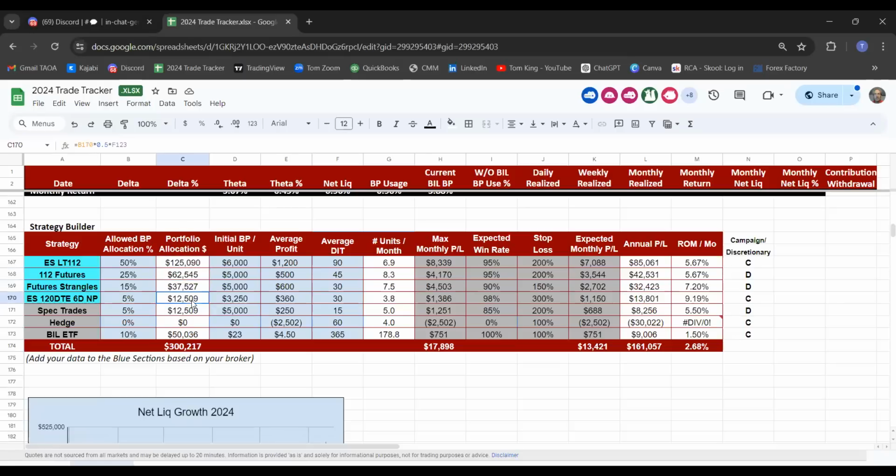Where am I putting my extra cash? Well, I'm not going to put on more of the ES long-term 112s, so I can use this for any of these discretionary trades, including spec trades potentially. So I choose to add more strangles. So technically, I am over 15% of my account in Strangles right now, but that's the minimum that I will spend, but I won't add more unless these first two columns are, or first two rows here are filled. So I hope that makes sense on it.